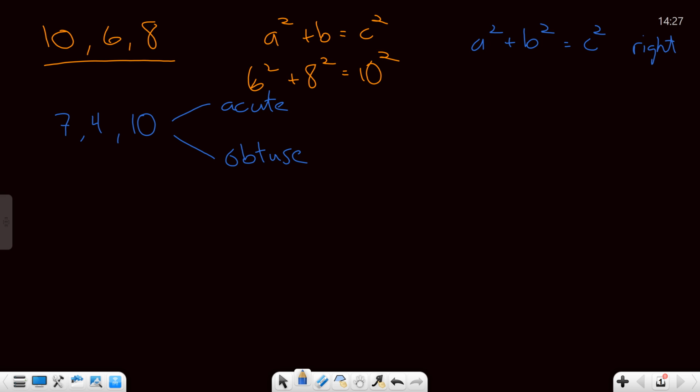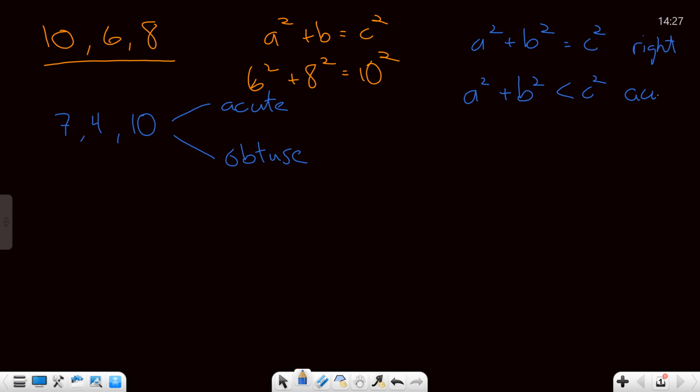We could construct it. We could take another piece of patty paper, draw a 7-centimeter segment, a 4-centimeter segment, make a triangle with 10 centimeters, then measure the angles and go from there. But there should be an easier way to do that. What do you got? A squared plus B squared is less than C squared. It's acute. Okay, hold on one second. Let me write that down. If A squared plus B squared is less than C squared, acute.